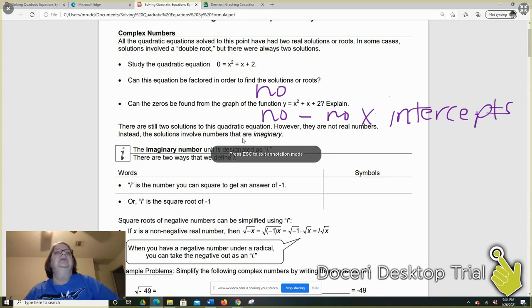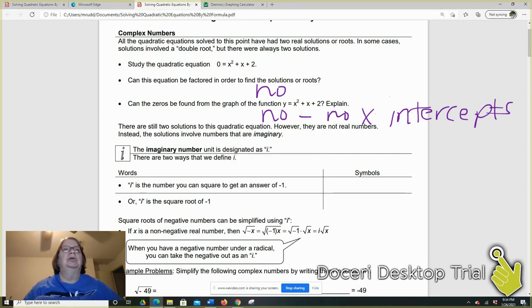It says there are still 2 solutions to this quadratic equation. However, they're not real numbers. They're numbers that are imaginary. This is the symbol that you learned about yesterday with the i. The i represents the imaginary number, the square root of -1. Something really important to remember is the i is the square root of -1. If you have a negative under a radical, you can take it out. That's what we did yesterday.